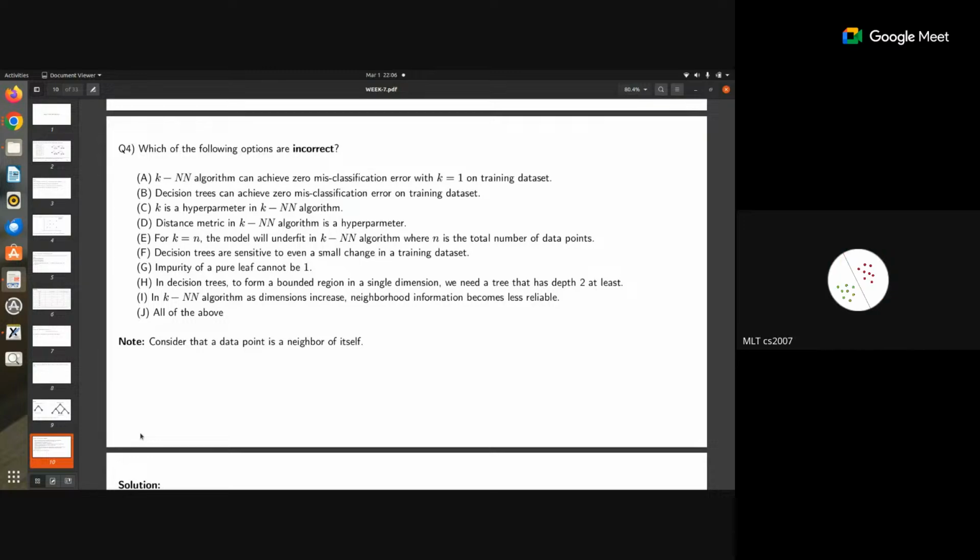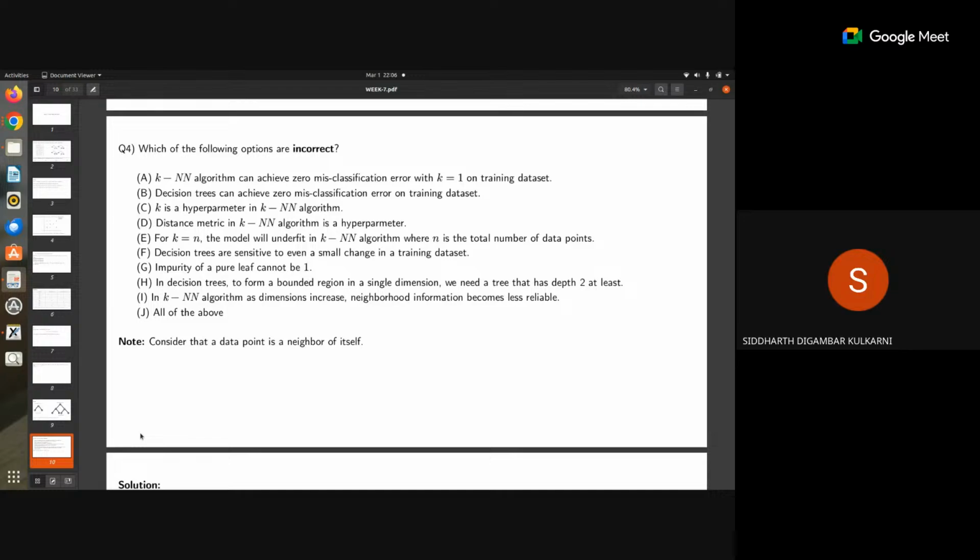Okay. So what about G? Is it correct or incorrect? A pure leaf will always have either 1 or 0, right, sir? So it will be always pure. Okay. What about option H?